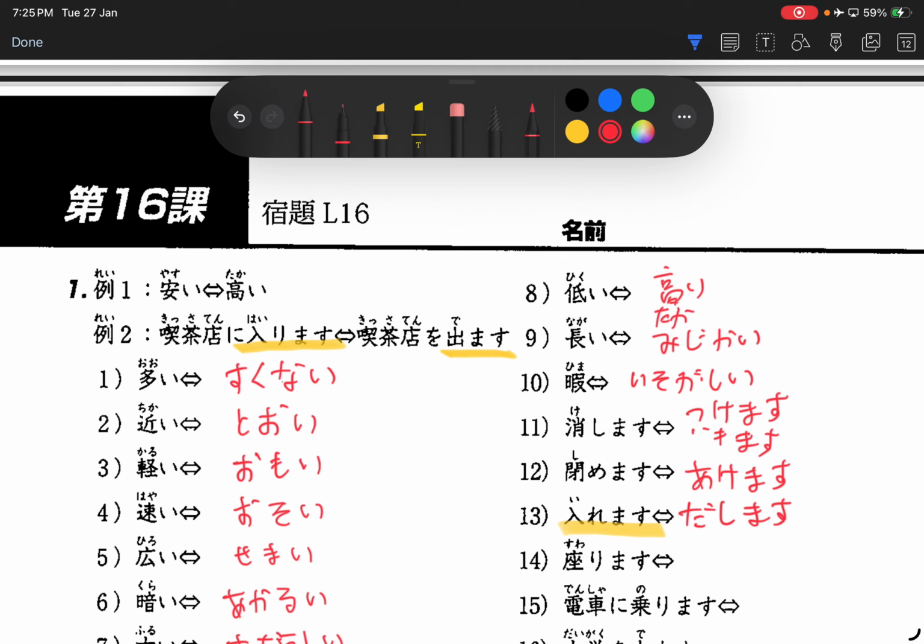Which one is transitive again? Demasu, sorry, demasu is the intransitive. Dashimasu is the transitive. Right? Because iremasu is the transitive one. So basically, these two over here are our transitive. These two over here are our intransitive.